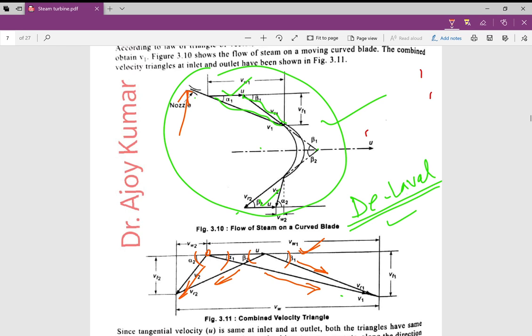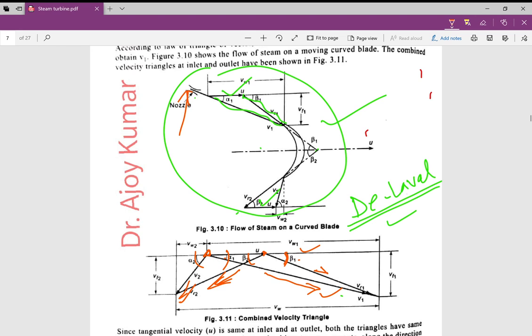From the rightmost, draw beta 1, beta 2, alpha 1, alpha 2. That's all. I repeat once again. From head of U, draw two lines, VR1, VR2. From tail of U, draw two lines, right and left. This is for V1, this is for V2, right? And then for the angles, from the rightmost, draw beta 1, beta 2, alpha 1, alpha 2, right?